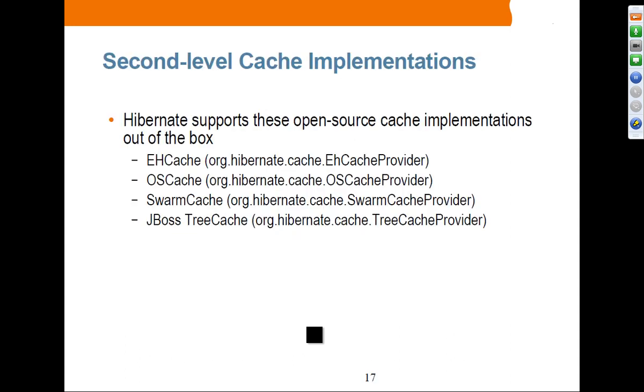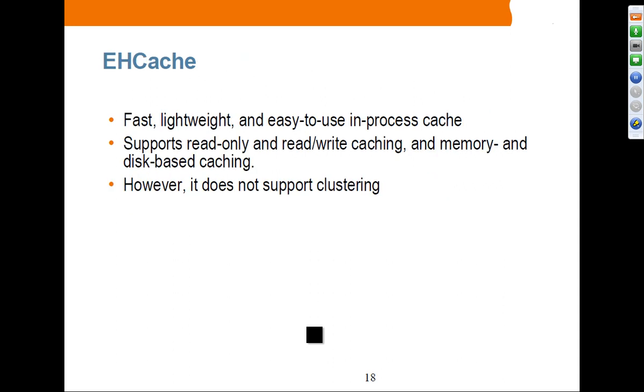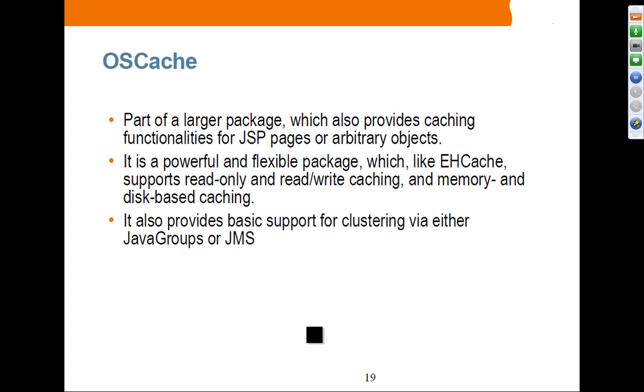Second level cache implementations. There are several third-party cache implementations: EHCache, OSCache, SwarmCache, and JBoss TreeCache. EHCache is a fast, lightweight, and easy-to-use in-process cache, so that's the one we are going to use in our hands-on lab. It supports read-only and read-write caching, and memory and disk-based caching. However, it does not support clustering, so in a production environment this might not be a good choice. OSCache is part of a larger package and also provides caching functionality for JSP pages or arbitrary objects. It is more powerful than EHCache.